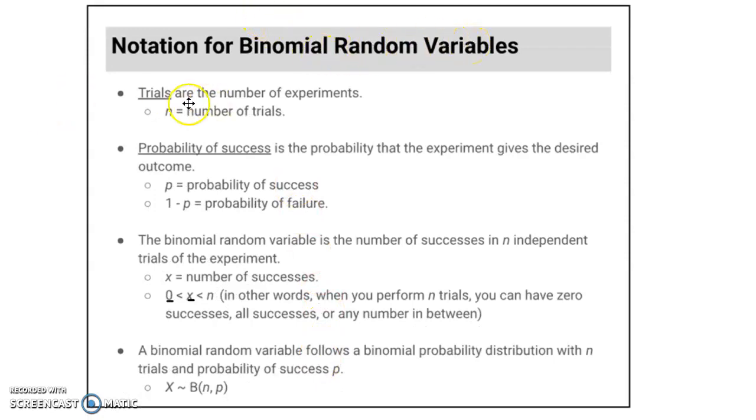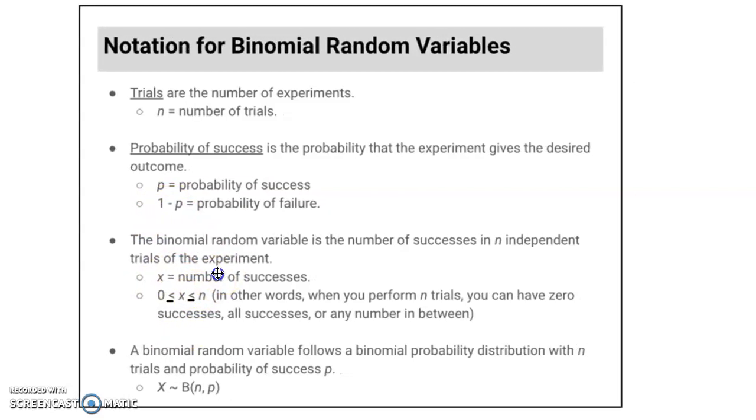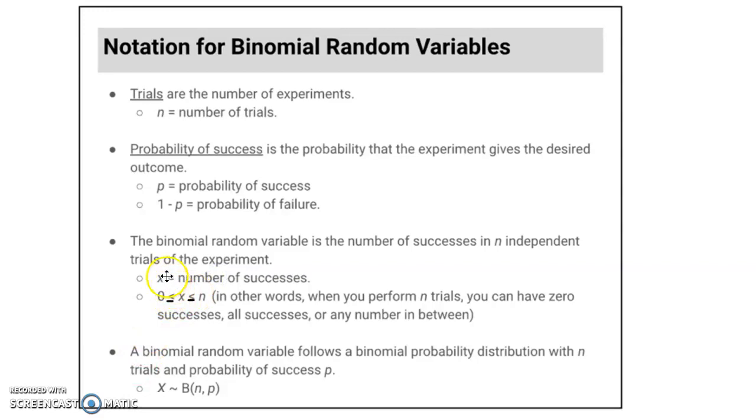Here's some notation that we use for binomial random variables. We use n, italicized n, for the number of trials. We use p for the probability of success, and 1 minus p for the probability of failure. And we also use the idea that x, the random variable, has to be in between 0 and n, which makes sense because the number of successes could be 0, it could be n, which is the total number of trials, or any number in between.